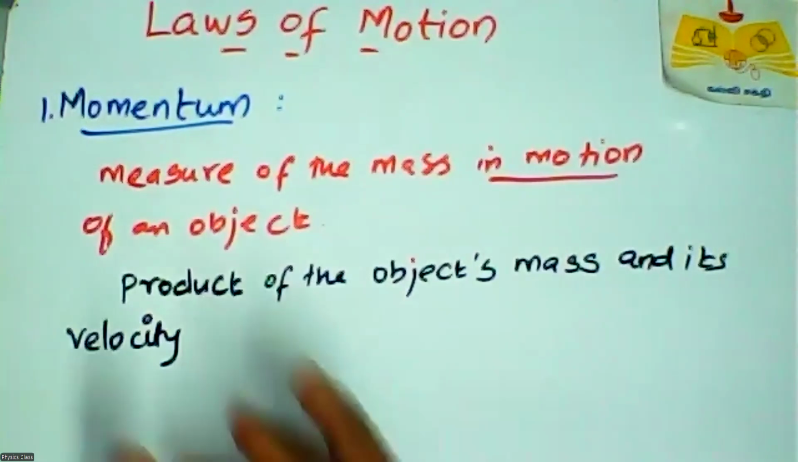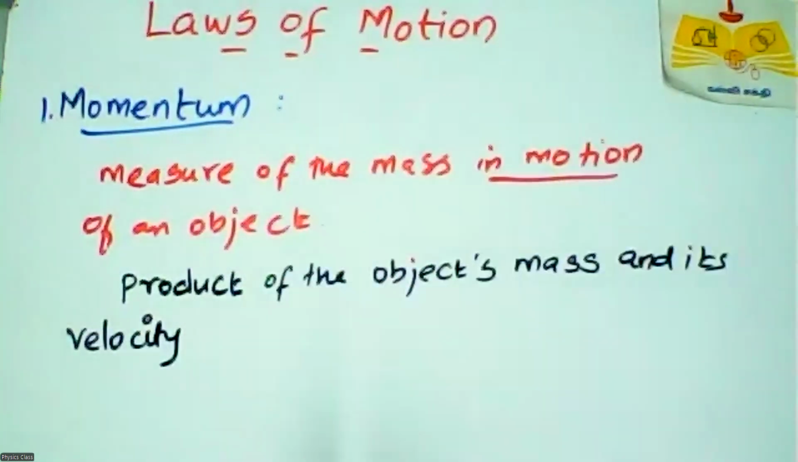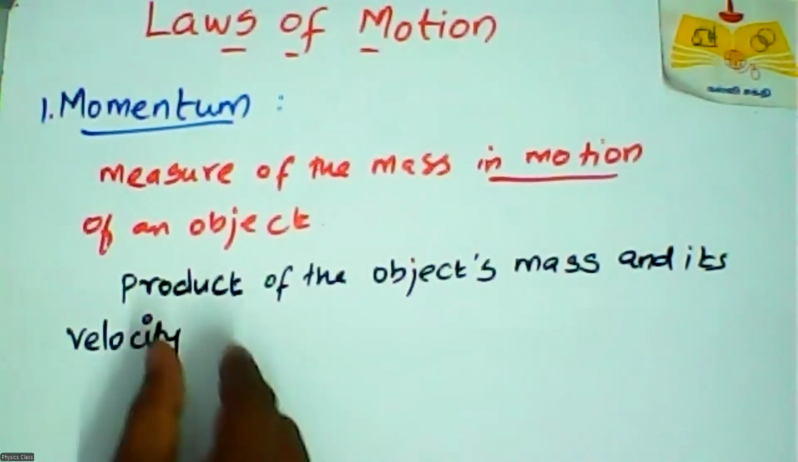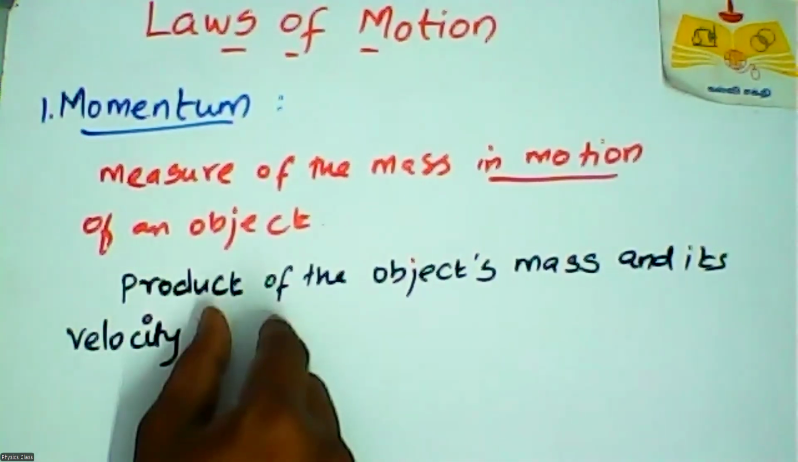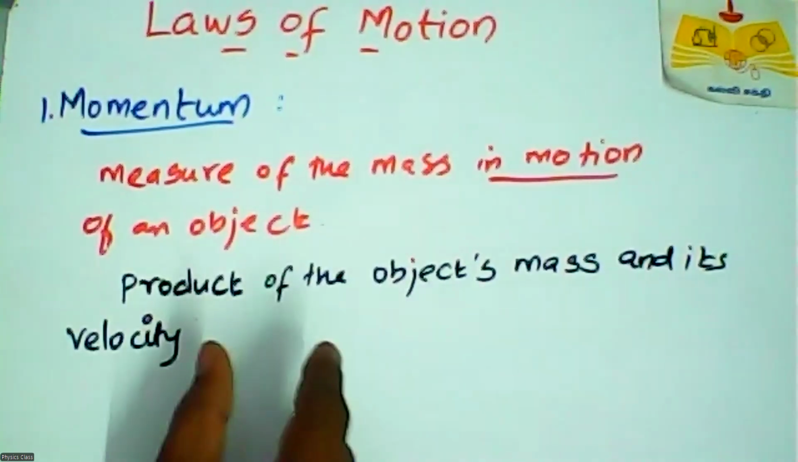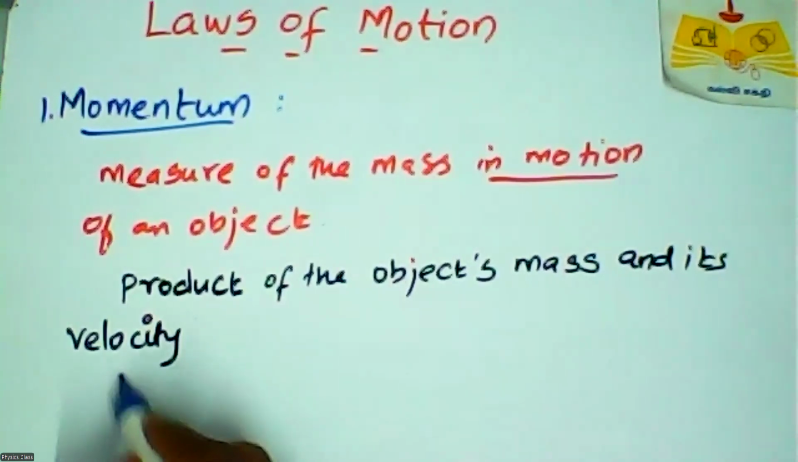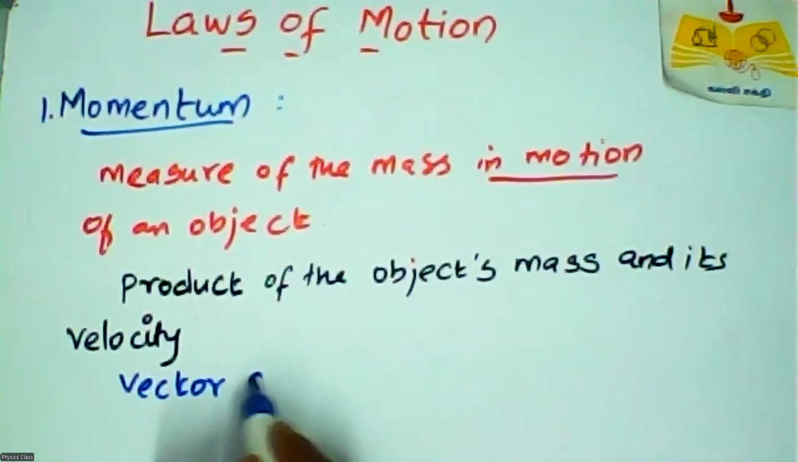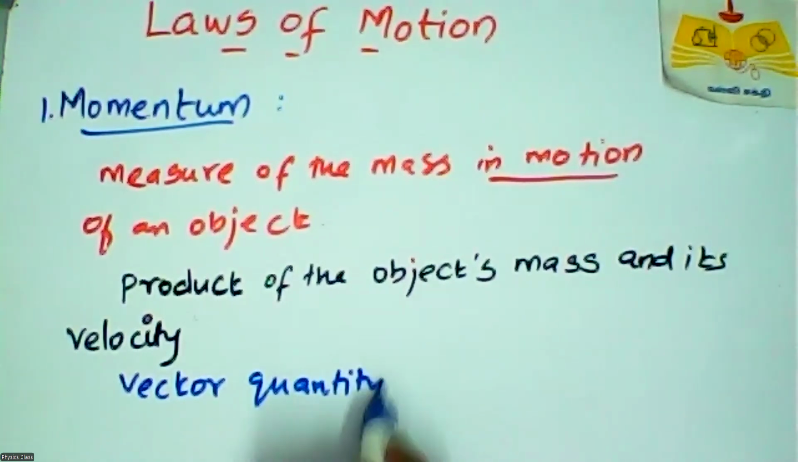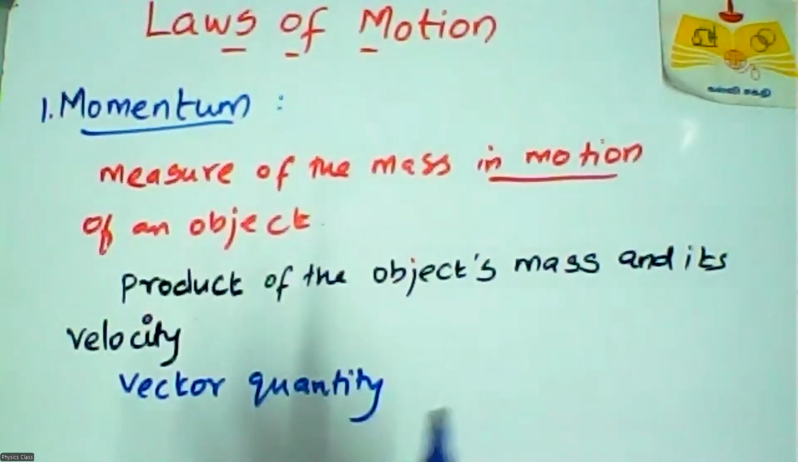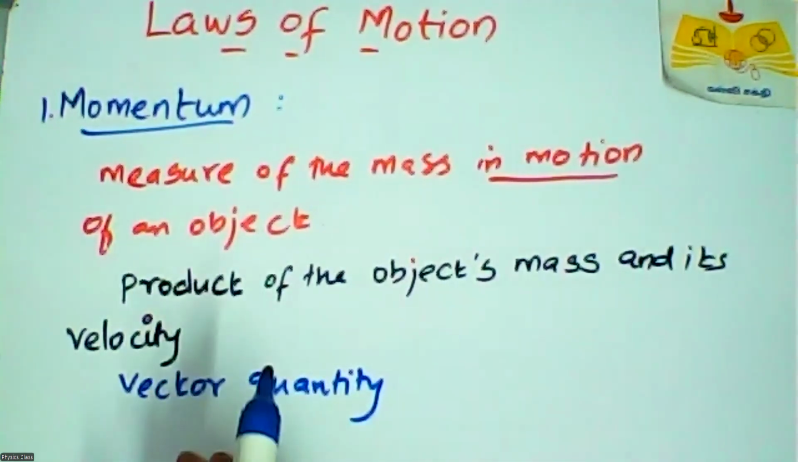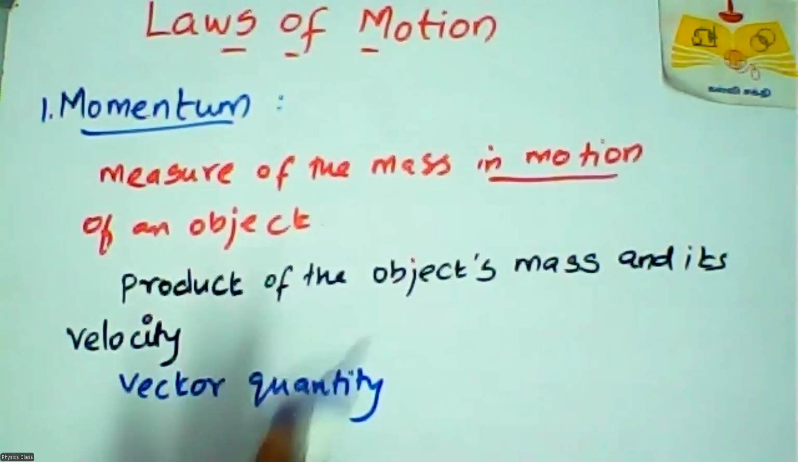So momentum is a measure of the mass in motion. That object has mass and it should be in motion. Momentum is defined as the product of the object's mass and its velocity. Clear? Momentum is a vector quantity. Already you are familiar with the term vector quantity. Vector quantity means if some physical quantity has a value and a direction, that quantity is called a vector quantity.